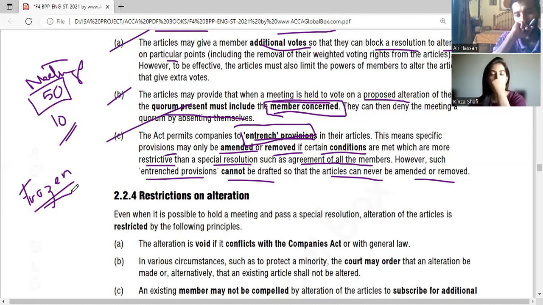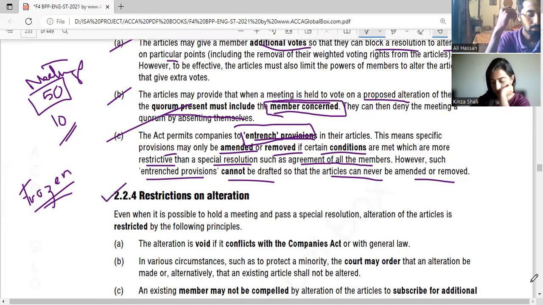The same way, if anybody wants to change the articles of association, or especially some of the rules in the articles of association, then some conditions are entrenched, are put. Without those conditions being met, the act won't be changed. The particular rules won't be changed.